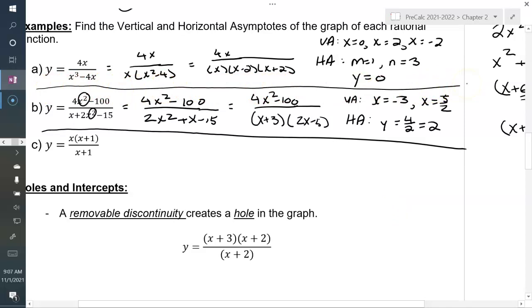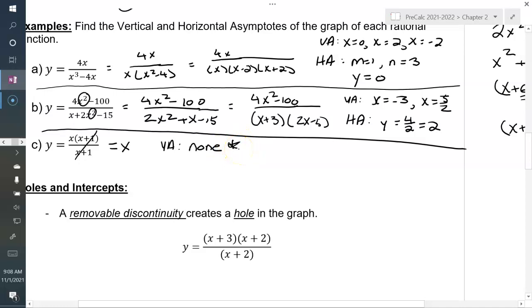Last one. I want you to notice that the x plus 1 in both numerator and denominator, those cancel out. So my equivalent expression is just y equals x. So because they cancel out, we don't actually have a vertical asymptote at x plus 1. Instead, we have something else. I'm going to explain that in just a moment. So our vertical asymptote for this one is going to be none. And I'm going to put a little star next to that because we're going to talk about that in a moment.